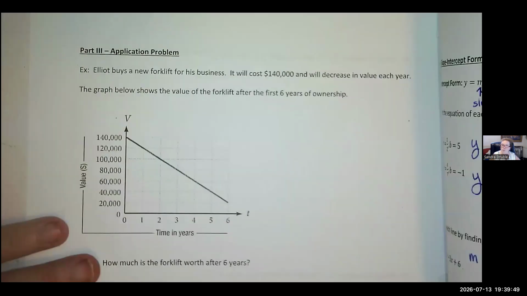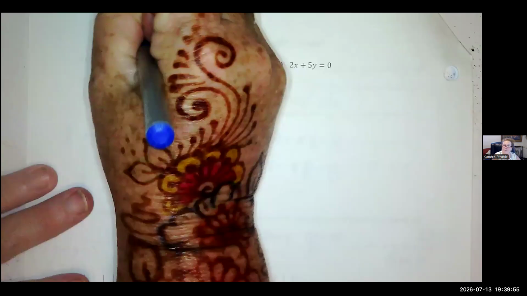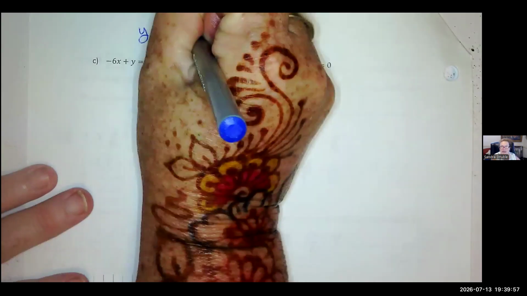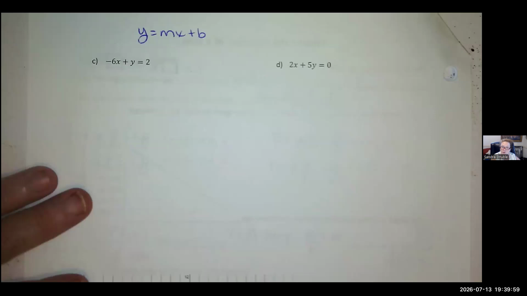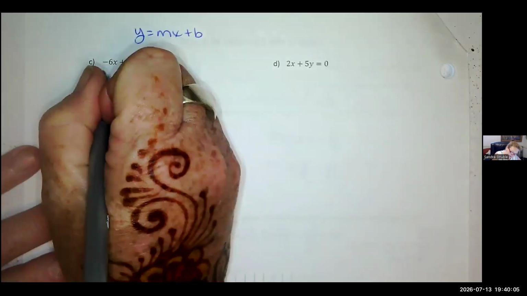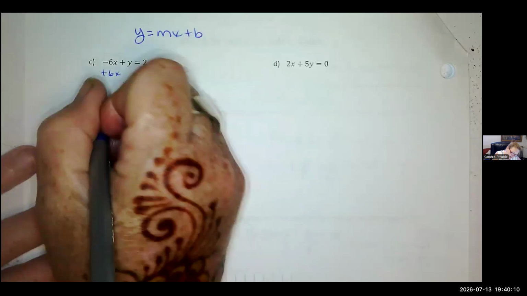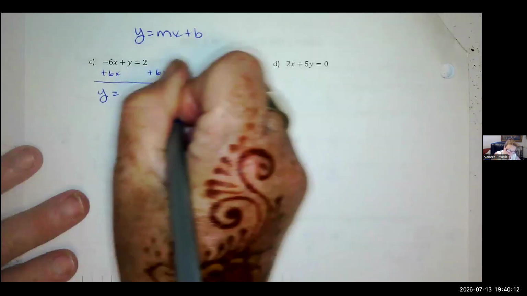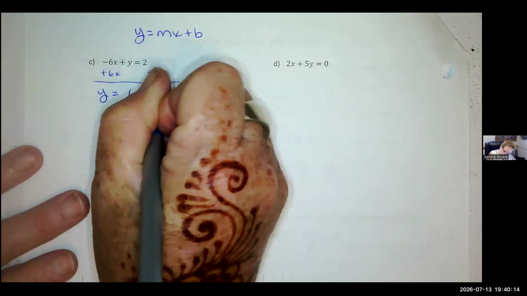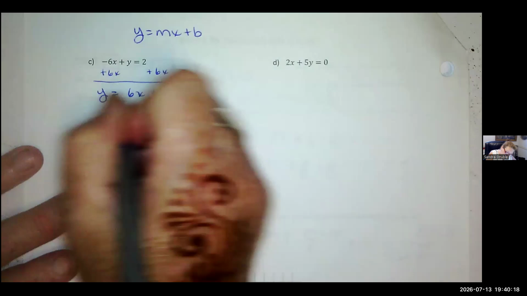Well, in order to do that, we need them to be in y equals mx plus b form. So we have to solve for y. And we do not currently have y solved for right now, so we need to do that. I'm going to do that by adding 6x to both sides of the equal sign. So then I have y equals 6x plus 2, or 2 plus 6x. It's the same thing. So this gives me a y-intercept and a slope.